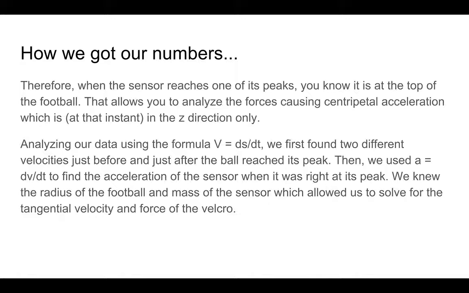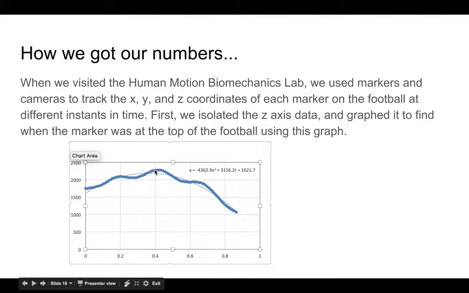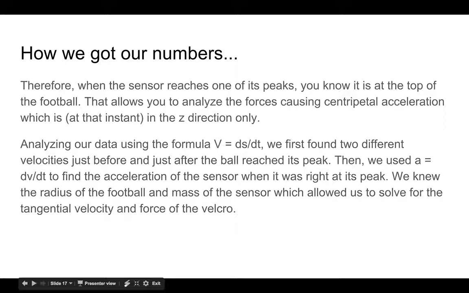Analyzing our data using the formula v equals ds over dt, we first found two different velocities just before and just after the ball reached its peak, which in this case would be these 2 points. Then we used a equals dv over dt to find the acceleration of the sensor when it was right at its peak. We knew the radius of the football and the mass of the sensor, which allowed us to solve for the tangential velocity and force of the Velcro. And so that's basically the data that let us create our example problem.